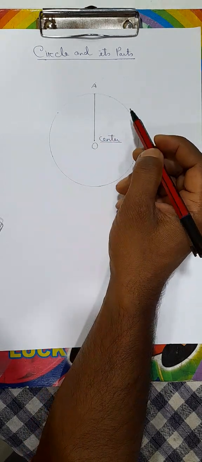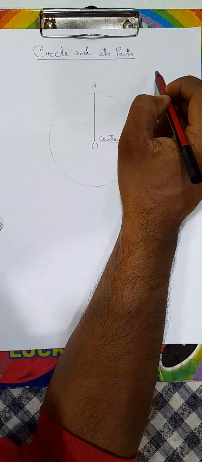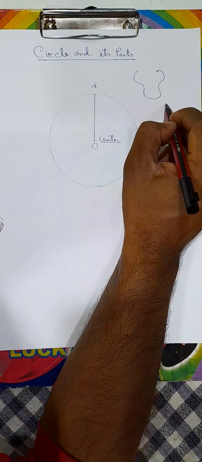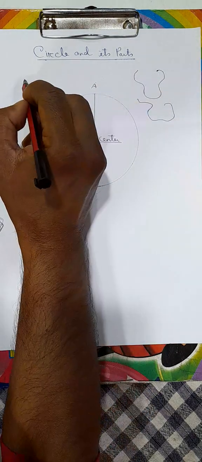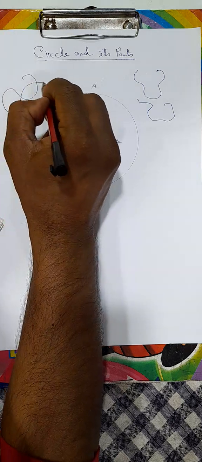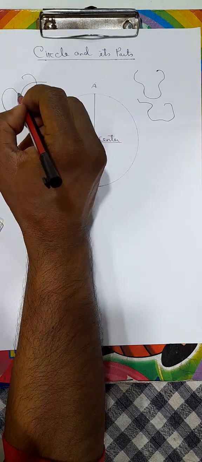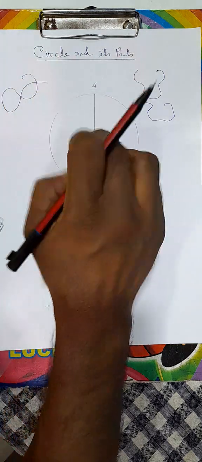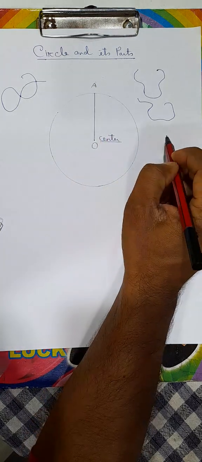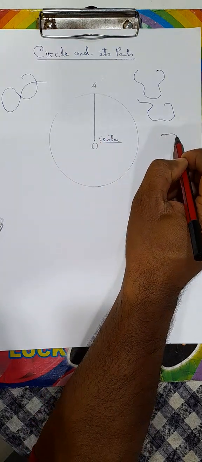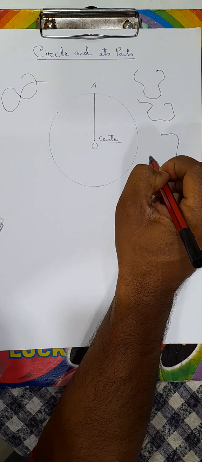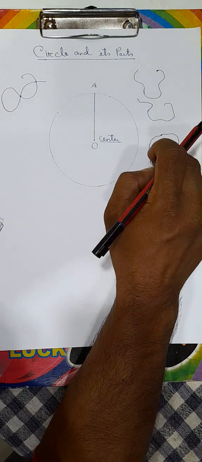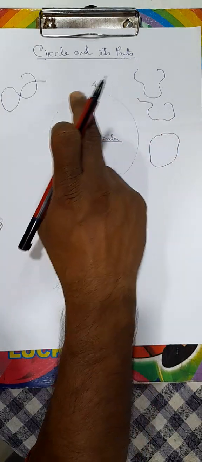So a circle is a simple curve. What is a simple curve? A curve which does not cross itself. Say for example, this is a simple curve. This is a simple curve. This curve is not simple. It is crossing itself two times, at this point and this point. This is not a simple curve, but a circle is a simple closed curve. What is a closed curve? A curve in which the starting point and end point are joined. This is a closed curve. A circle is an example of a simple closed curve.